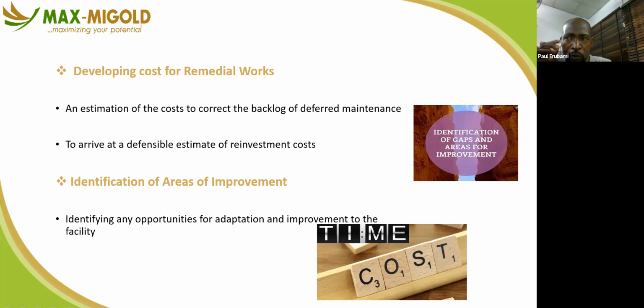Then you will be able to identify areas of improvement. What are those areas that need improvement? Possibly you had a staircase before and you want to introduce a lift into that facility. These are all information you can get from your facility condition assessment. Identify any opportunity for adaptation and improvement to the facility. You could have had a roofing sheet in that facility before, and this time you can decide to go for asbestos, or possibly you had a suspended ceiling before, and after the assessment, you could decide to go for POP. These are all vital decisions you can make from the information you gather from your assessment.